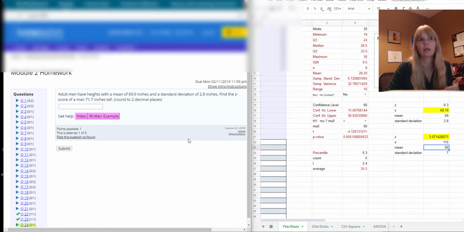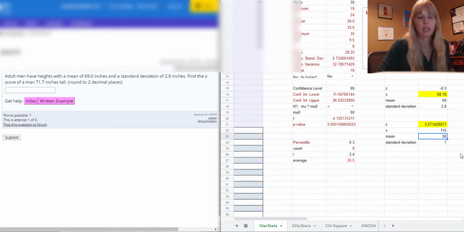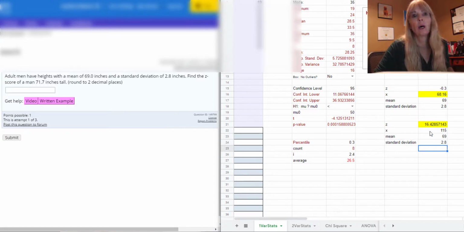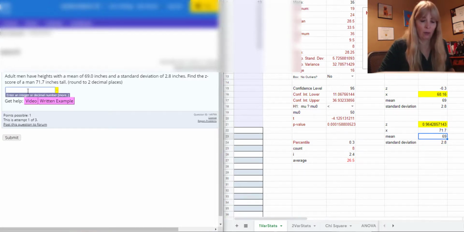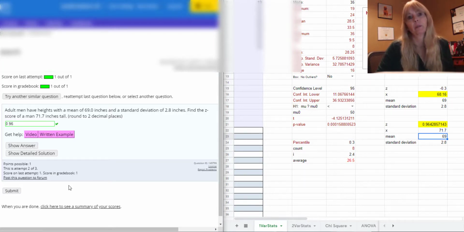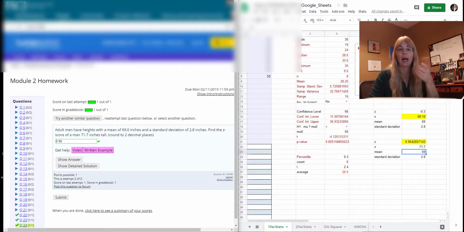So what I would continue to do is go through these problems and see what they're asking me to find. Here's another one with a Z-score. Adult men have heights with a mean of 69 inches and a standard deviation of 2.8. Find the Z-score of 71.7. It's 0.96, if I rounded that right. What's nice is now I can just continue to go through these problems, and I have my little spreadsheet over here, and I highlight what I'm solving for so it reminds me which one to use.